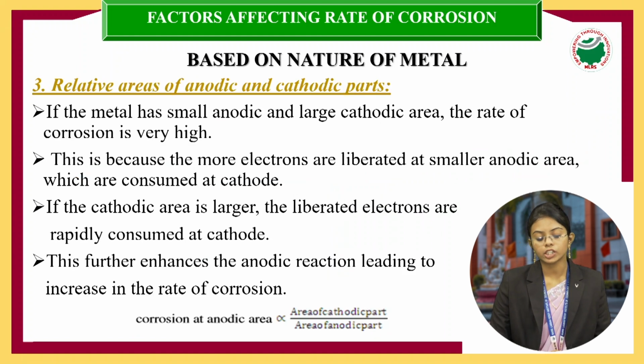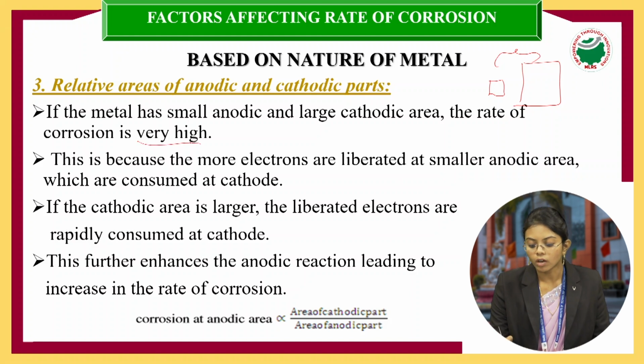The third factor we have is the relative areas of the anodic and cathodic parts. Imagine a metal having a small anodic part and a large cathodic area. In this case the rate of corrosion is very high, because the cathode needs more and more electrons from this anode, and the anode is very small in size. If the anode completely gives off its electrons and ions, it gets totally destroyed. That is why the rate of corrosion is more in this type of area.